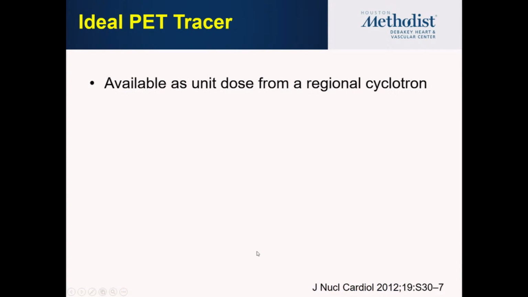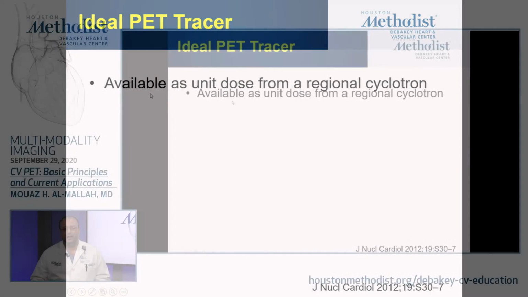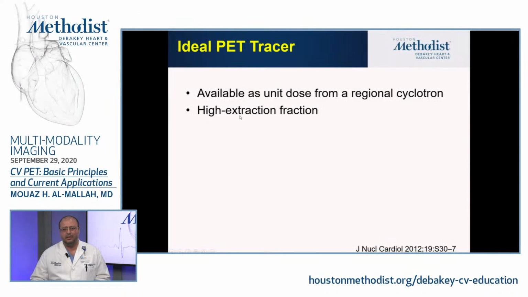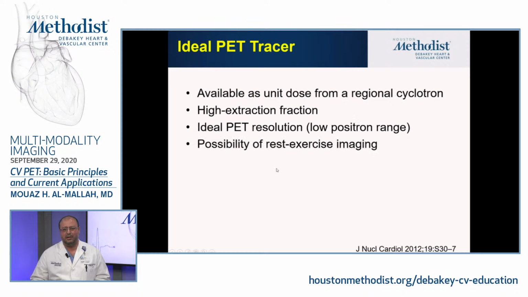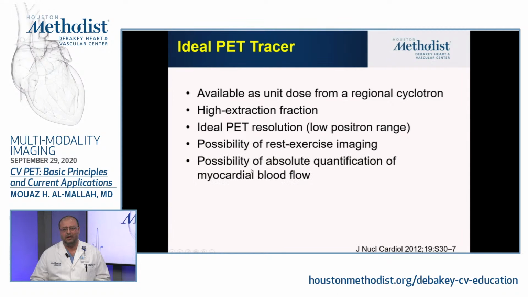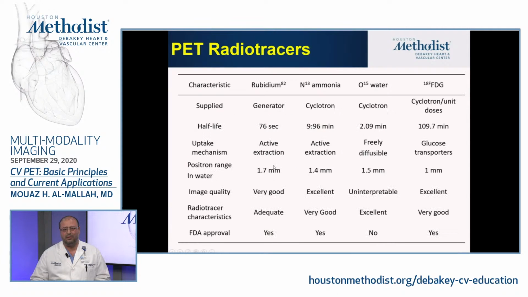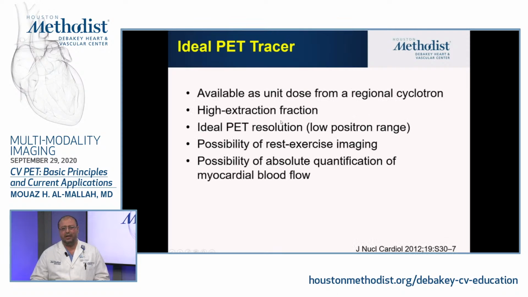So looking at the ideal PET tracer, the radiopharmaceutical, if you ask me what would be an ideal one, it would be available as unit doses. It has a high extraction fraction, which Dr. Mamirian covered. Ideal PET resolution, so we need to have a lower positron range, and we'll cover that. It will allow you to have rest and exercise imaging. It allows you to quantify blood flow. Unfortunately, such a radiotracer is not available yet.